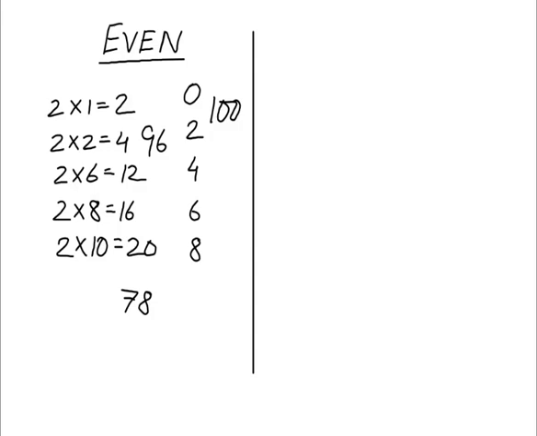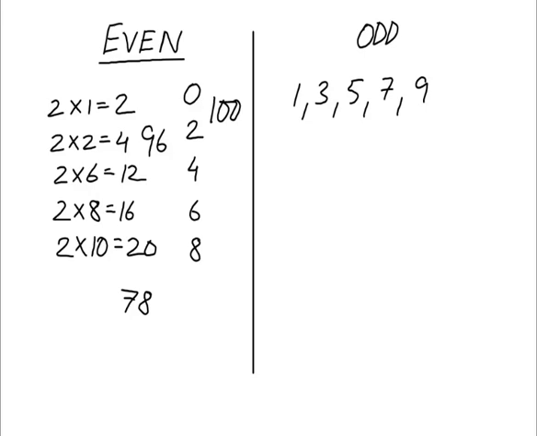Now let's see what odd numbers are. Odd numbers are all those numbers which cannot be divided by 2. That is, you get a remainder when you divide these numbers by 2. So your odd numbers are 1, 3, 5, 7 and 9 and so on, and the numbers which end with these at the back.